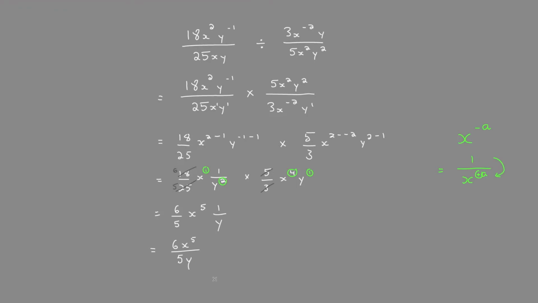So we have to state the restrictions. Remember, the denominator cannot equal 0, so y cannot equal 0, and anytime we had anything else in the denominator, so x also can't be 0.